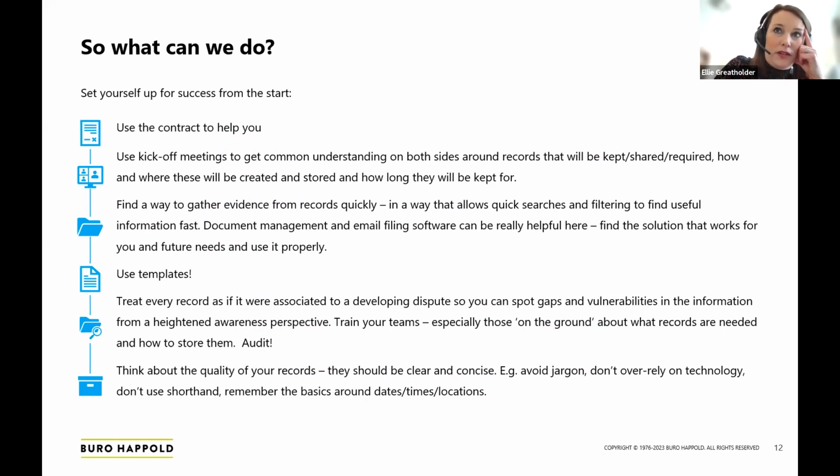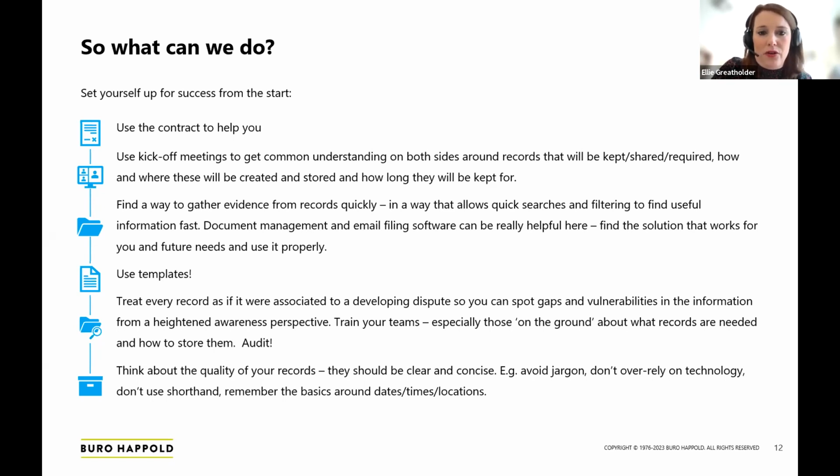Use the contract to set out an agreement about what documents between you are going to be kept, how are they going to be shared, what's required for what, how are they going to be created, where are they going to be stored, how long are they going to be stored for. And if you can get that into your contract so there's complete clarity about what's required, and even better, for bonus points, touch on it, however briefly, in a kickoff meeting so that everybody is aware of what's required, I think that's a really useful way of making sure that this stuff is at the top of people's agenda from the off on both sides.